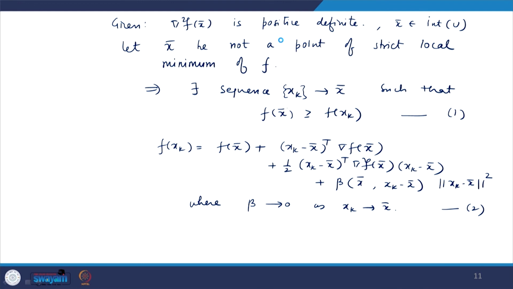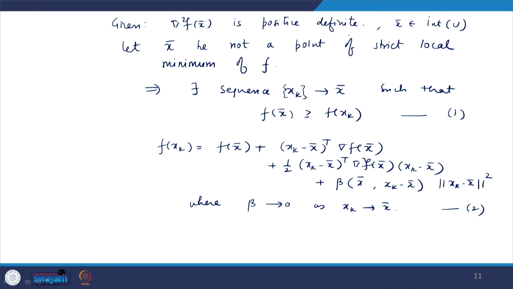So, now 3 implies 1 by 2 d transpose gradient square of f at x bar times d plus beta x bar into norm of x_k minus x bar is less than or equal to 0, and as k tending to infinity, this term is tending to 0. So, there is no need of this term. We can simply say that this is less than or equal to 0. So, this means this matrix is negative semi definite. So, this contradicts that the Hessian matrix is positive definite.